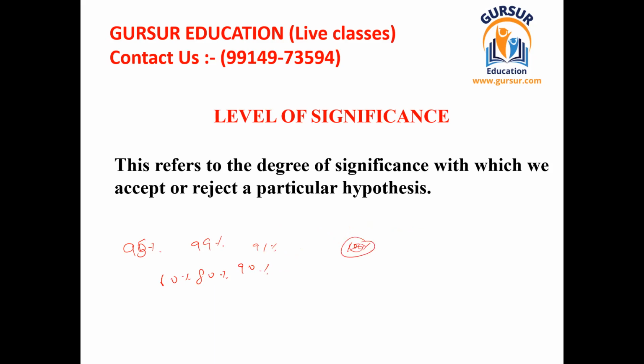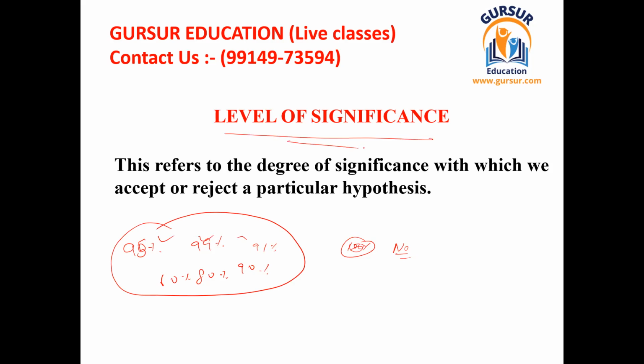If you are 100% sure about something, there is no question of research. And this level, the level at which you can say that I am right, is known as the level of significance. This refers to the degree of significance with which you accept or reject a particular hypothesis.